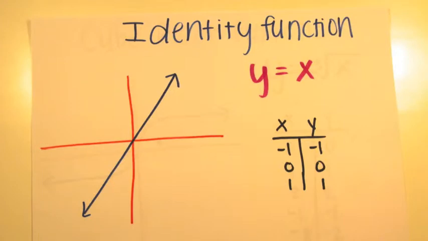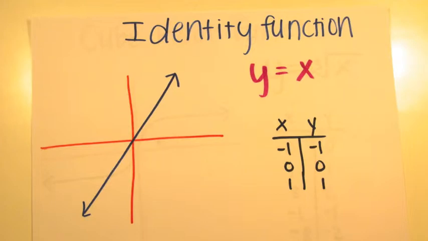For an identity function, we'll do the same thing. First, we're going to make an xy chart, plug in 3 values, and we'll plot our points. So I plotted these 3 points, and it looks like it can go on forever. That means that my domain is negative infinity to infinity because it has no limits, and my range is negative infinity to infinity because it has no limits either.